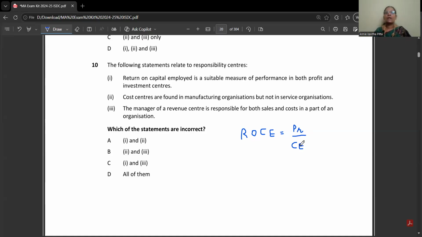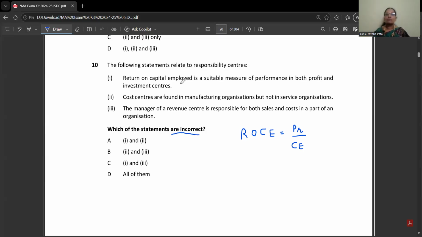Second one, cost centers are found in manufacturing organizations, but not in service organizations. Service centers also have certain departments or centers where costs are incurred. Then the manager of a revenue center is responsible for both sales and cost in a part of an organization. Which of the statements are incorrect? So that's the point. Incorrect.